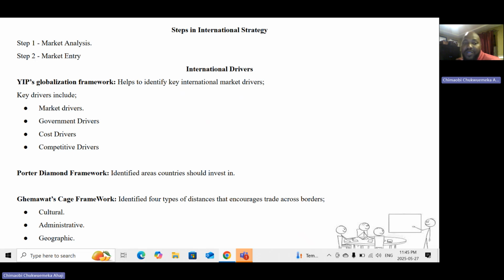We also learned what the Porter Diamond framework is. It identifies which countries companies should invest in. We also learned the CAGE framework, which identifies the type of distance that encourages trade across borders. We focus on cultural, administrative, and geography. The cultural depends on the culture, and the geography depends on the distance between each country and how transporting one product to the other country would be of importance.